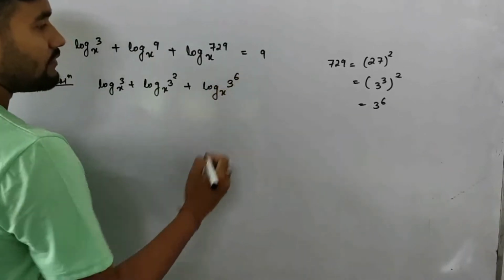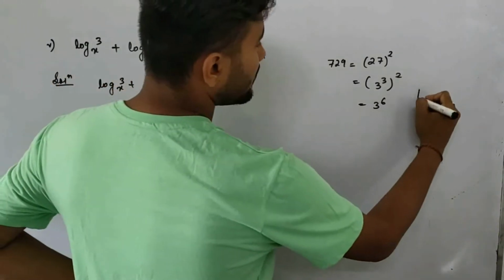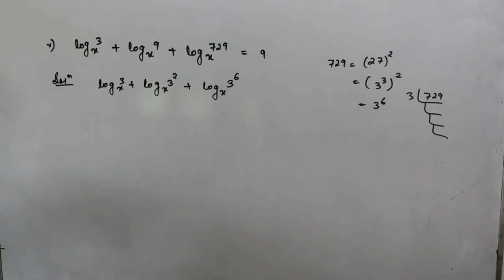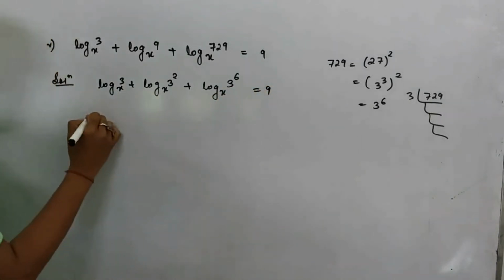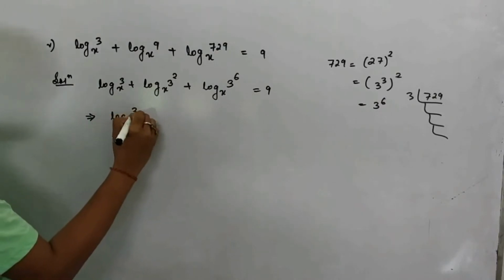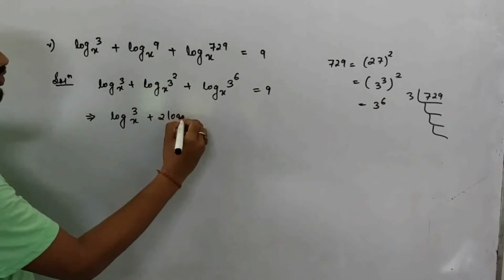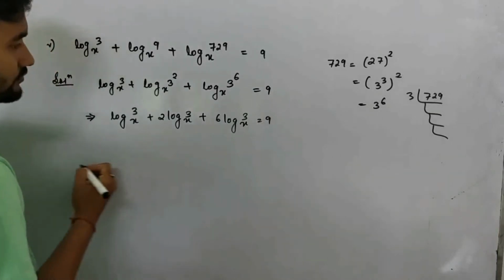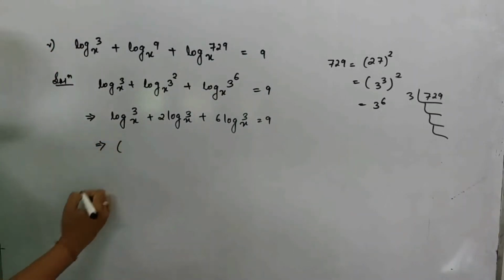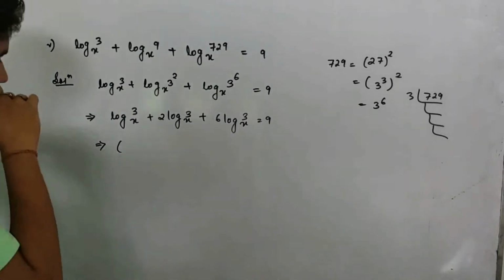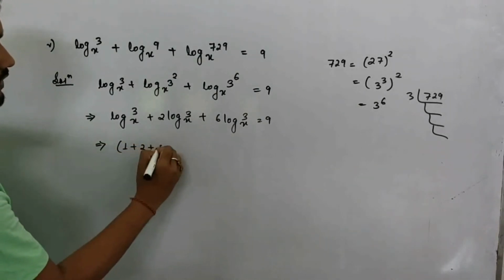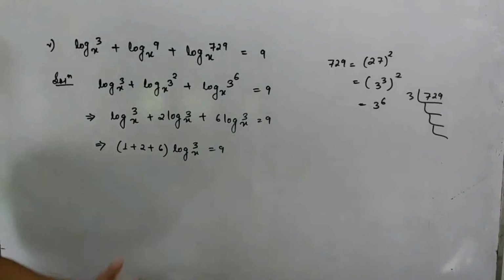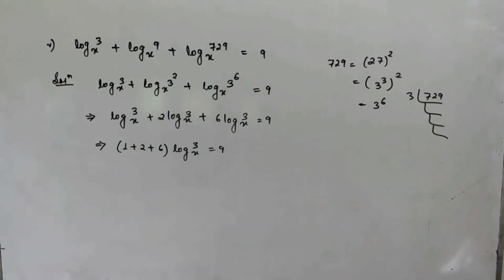So I will write this one as how much? 3 to the power 6. If you keep on doing in this way, then also you will get 3 to the power 6, which is equal to 9, which implies log 3 base x plus 2 log plus 6 log. So I can say now what? I can take common, right? So over here 1, over here 2, over here 6, and what I will write? Log of 3 base x is equal to 9. So log of 3 base x I have taken common, so what will remain?